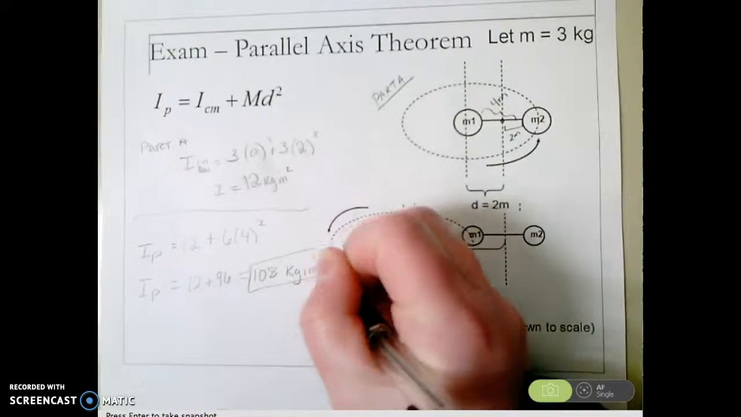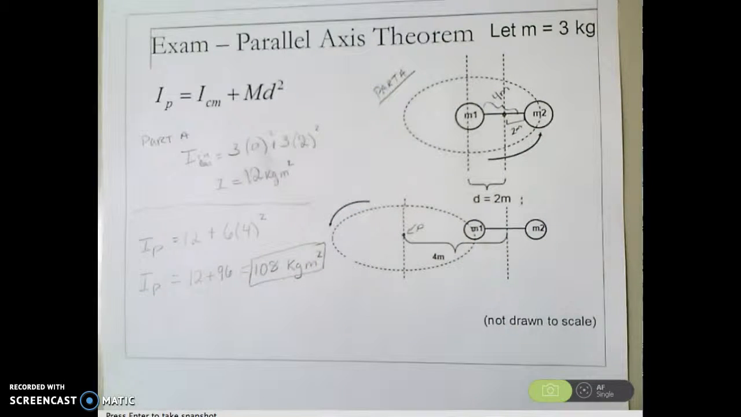So as you can see, once again using the parallel axis theorem, the further away our point of rotation gets from the center of mass, the higher that value gets.